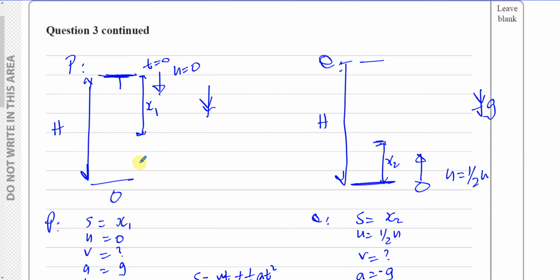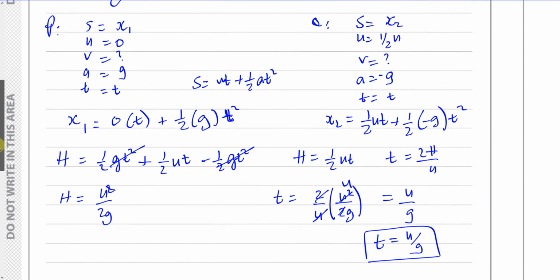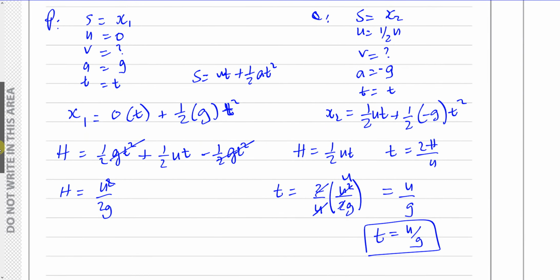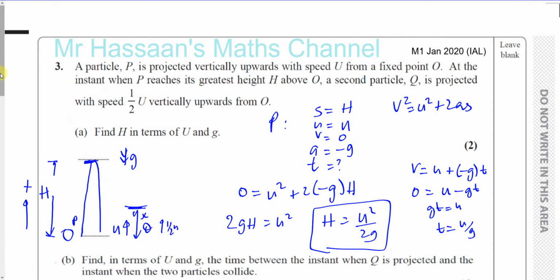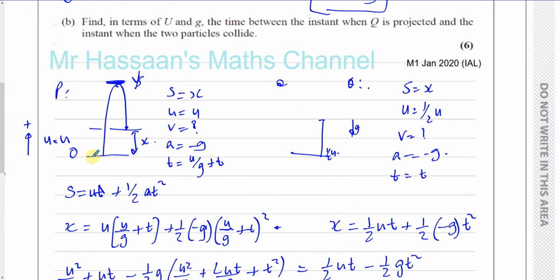The other method was where we basically said that the displacement, measured from O, is the same at the point where they collide. So we used that. We made the displacements the same, and then we considered the time of this flight was t more than the time it reached the top of its flight, which we worked out as u over g. So there we have the answer to that question.